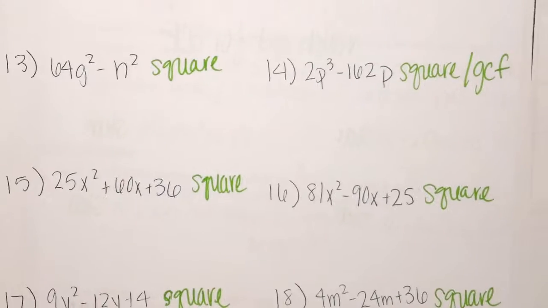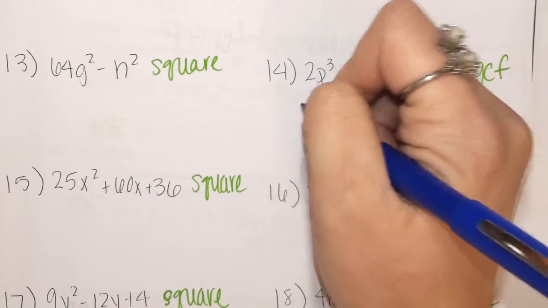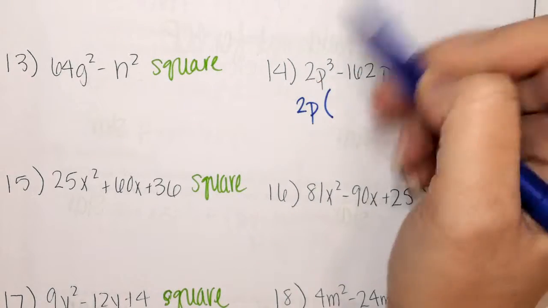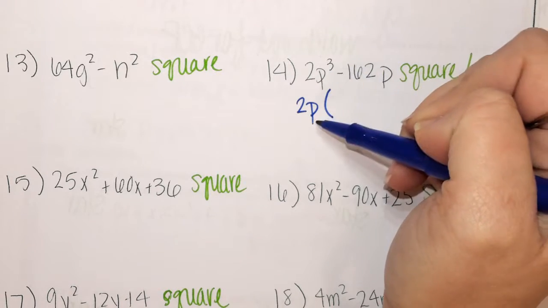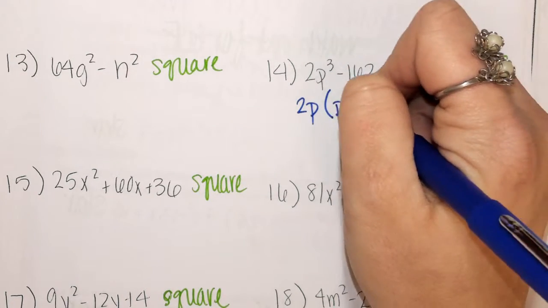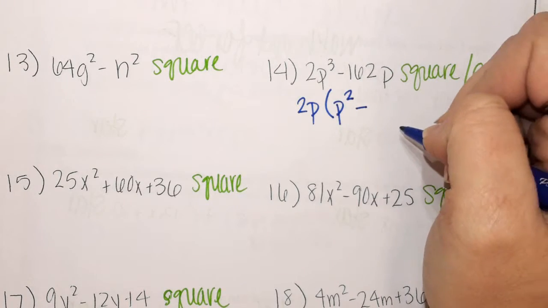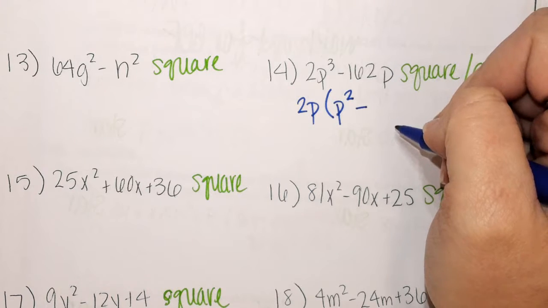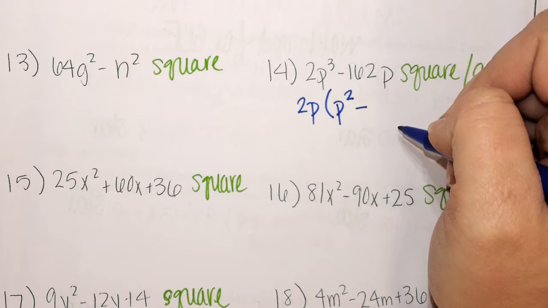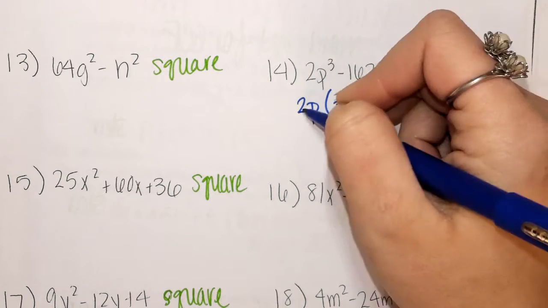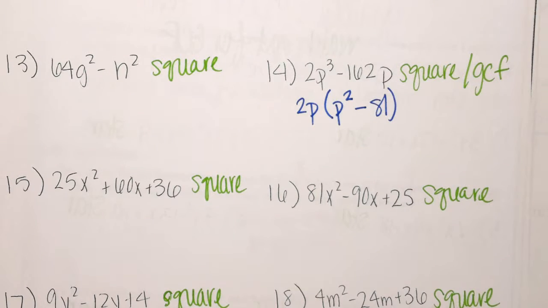Number 14. What is our GCF here? 2 what? What else do they have in common? A P. So 2P. Alright, 2 divided by 2 is 1. If I have 3 P's and I take out 1, how many are left? Good. Alright, what's 162 divided by 2? 81. And we have 1 P, we take out 1. Now, are both of those perfect squares? Yes, they are.